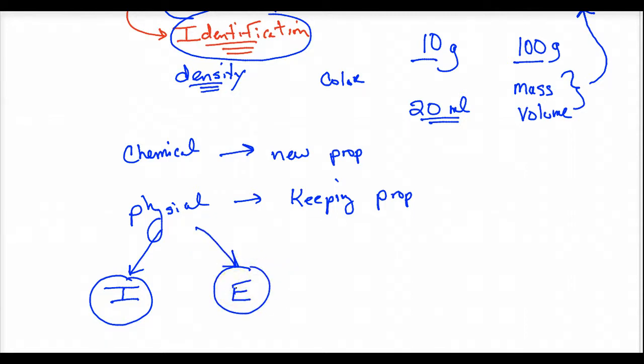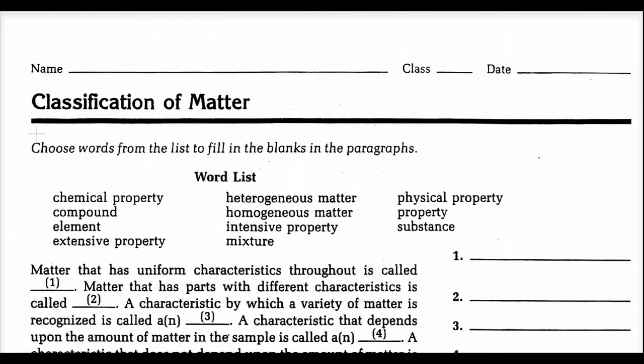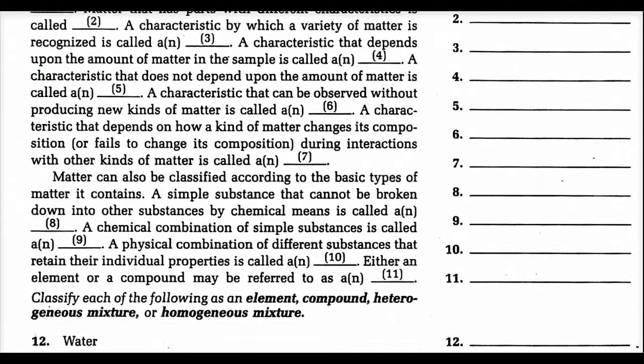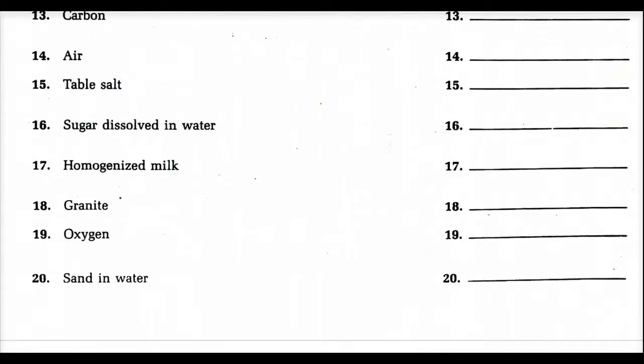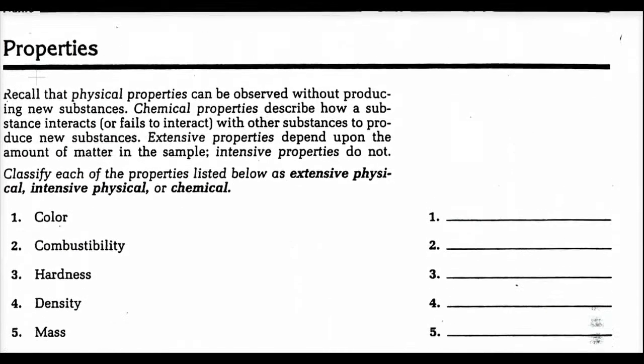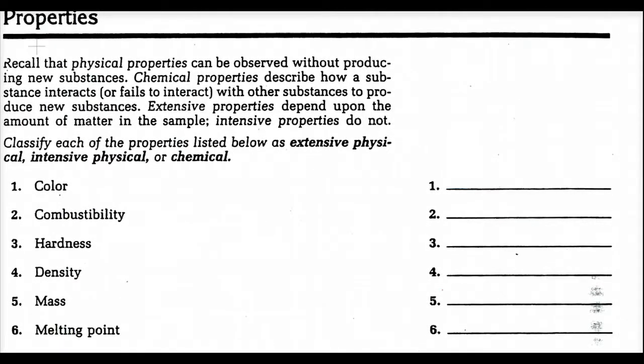So let's go now to your homework, your worksheet. Let's do a few together. So here is our homework worksheet, and we're going to skip this first part. And we're going to go on to the second page where we look at properties. Okay, so here are our words. We have the extensive physical, we have intensive physical, and we have chemical. Notice there's no such thing as extensive chemical or intensive chemical.